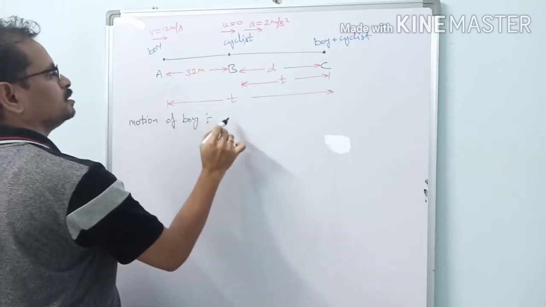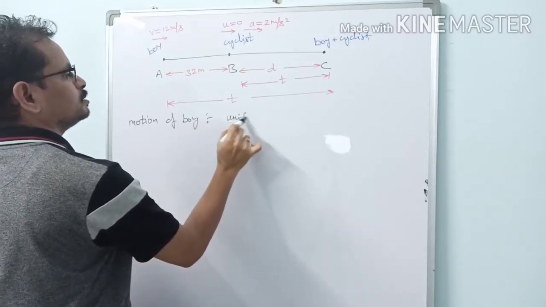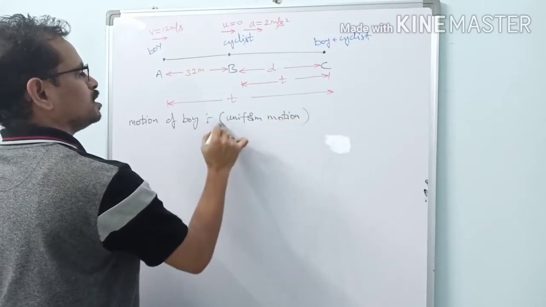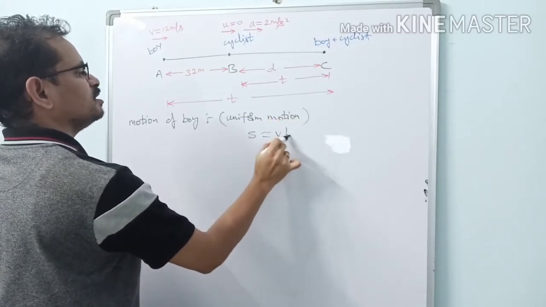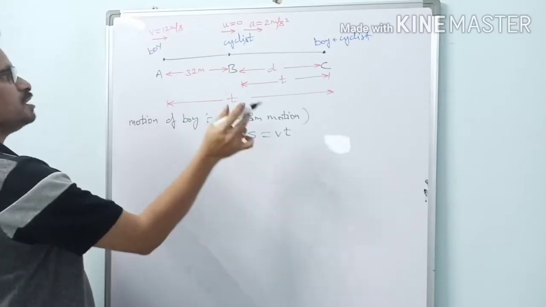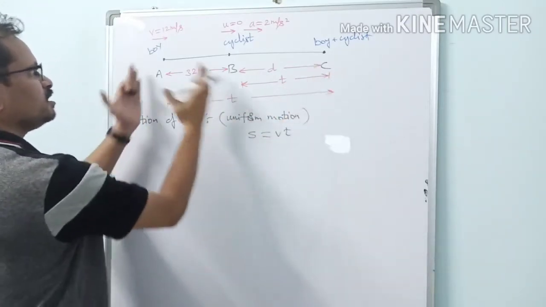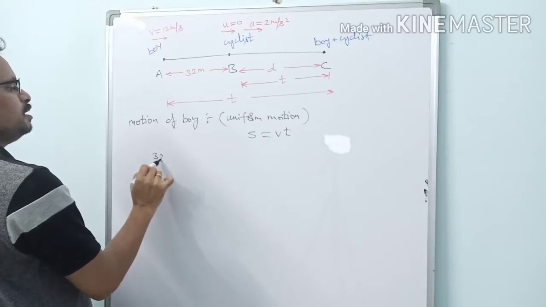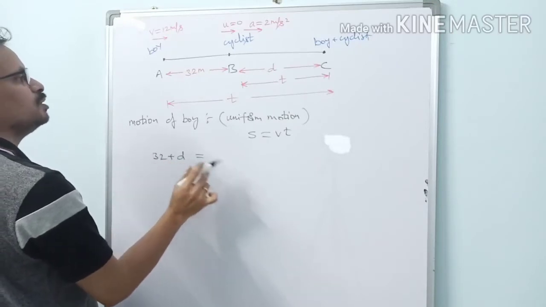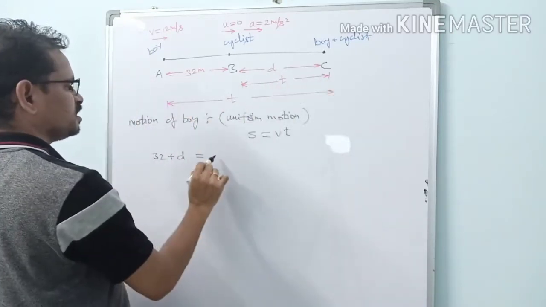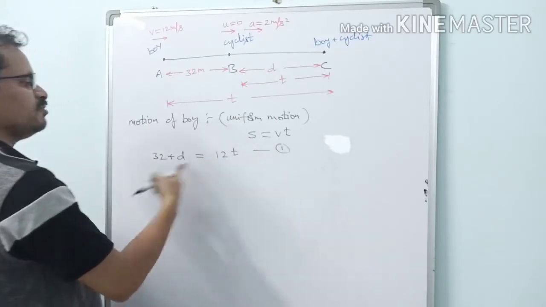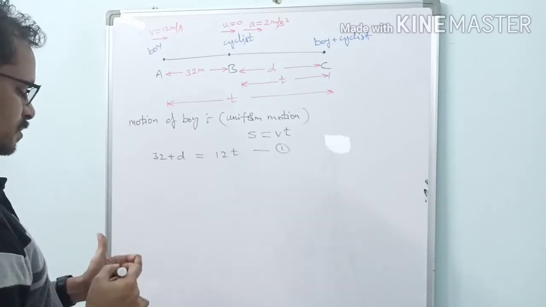What type of motion? Uniform motion. So what is the equation we can use? S equal to Vt. So use that one. What is the total distance he is traveling from A to C? 32 plus d equal to, what is his velocity? 12 into total time is t seconds. See, we made one equation regarding the boy.